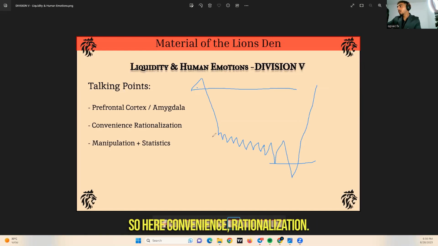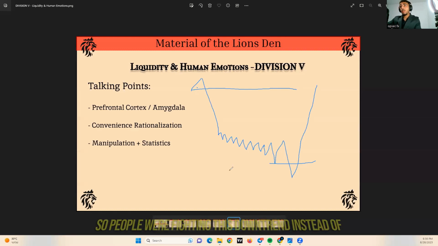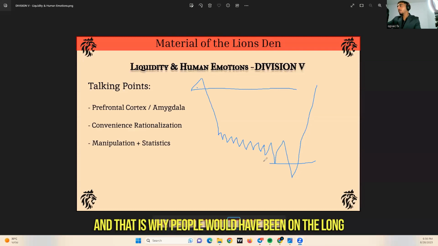So here, convenience rationalization: even though people were bearish, it was more convenient to catch the bottom. It offered more risk to reward. It was more attractive. So people were fighting this downtrend instead of joining it because they could not join it. It didn't offer them opportunities to join it. And that is why people would have been on the long side of this. And that's why price would have gone down.